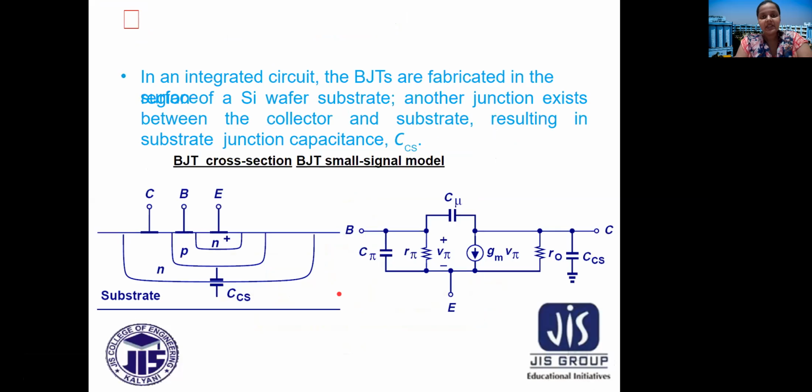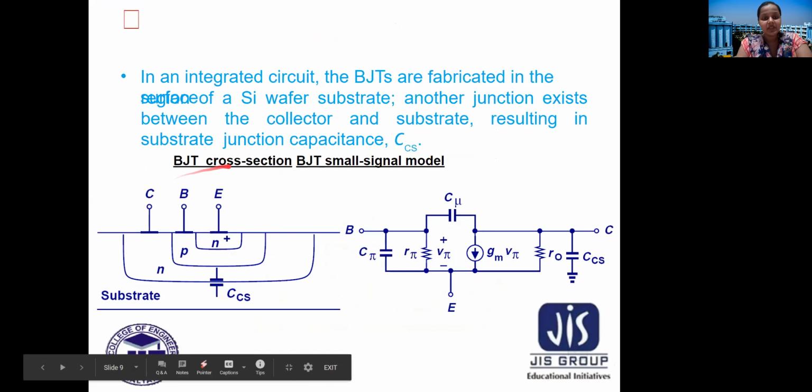In an integrated circuit, the BJTs are fabricated in the surface of a silicon wafer substrate. Another junction exists between the collector and substrate, resulting in substrate junction capacitance CCS. BJT cross section, BJT small signal model.